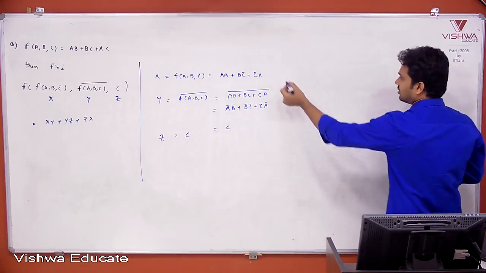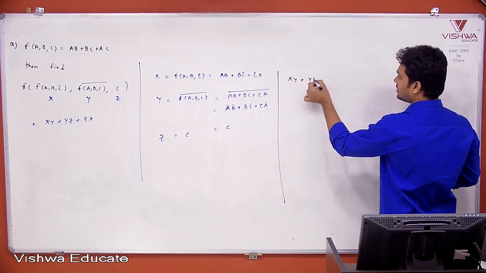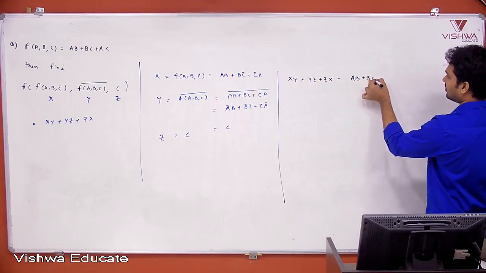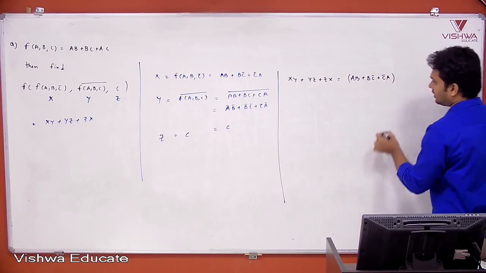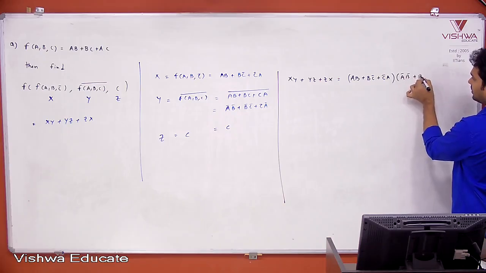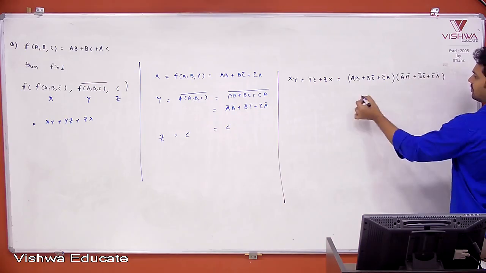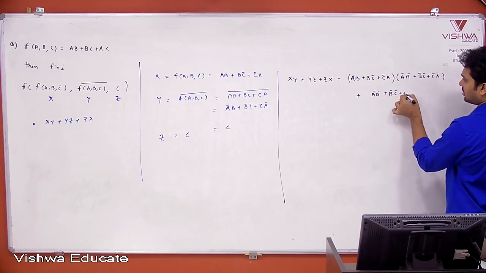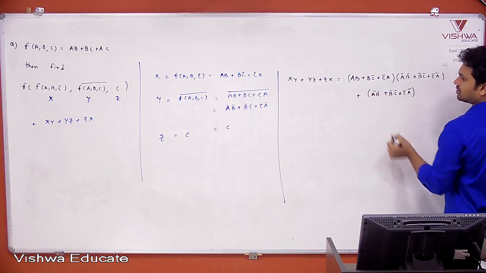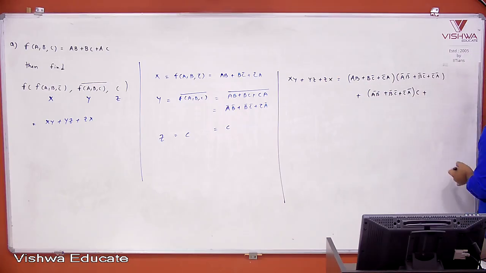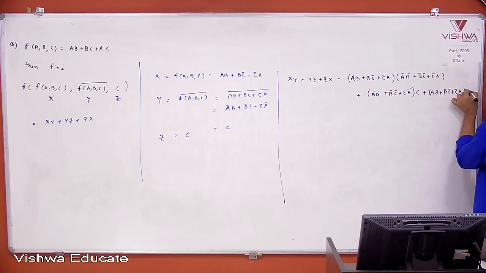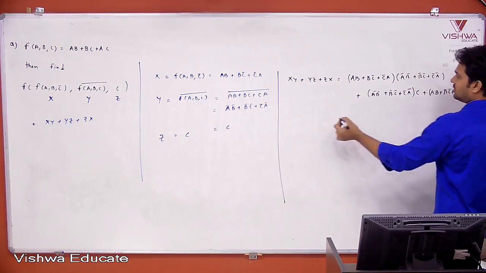Now what is your answer? xy plus yz plus zx is equal to, xy is how much? x into y, AB plus BC bar plus C bar A, into A bar B bar plus B bar C bar plus C bar A bar, plus yz, that is A bar B bar plus B bar C bar plus C bar A bar, into Z, which is C, plus zx, that is X, which is AB plus BC bar plus C bar A, into Z. Z is how much? C. Okay. So now multiply this.